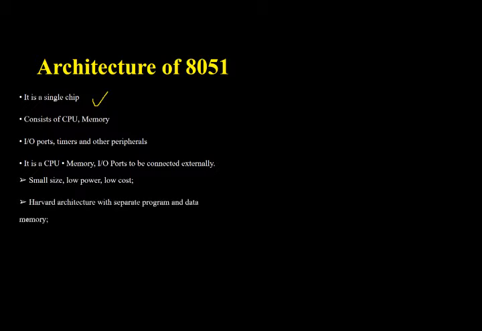In 8086, you have the processing unit and your memory as an external interface, but in 8051 all these things are on the same chip, and you have IO ports, timers and other peripherals. 8051 also supports external interfacing, wherein you can bring components from outside and connect them, but moreover it has an architecture built inside it. It consists of a CPU, which is a processing unit by itself. It is small in size, low power and low cost, and it is based upon Harvard architecture.